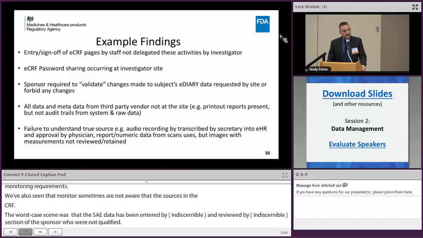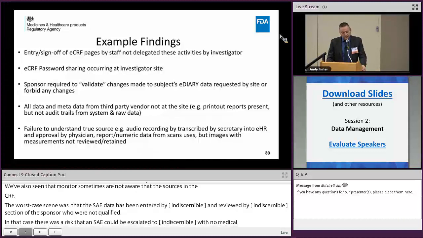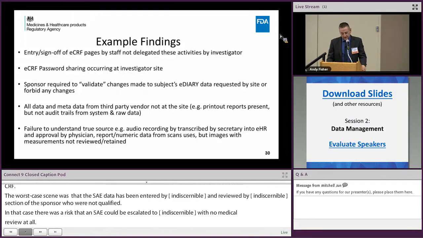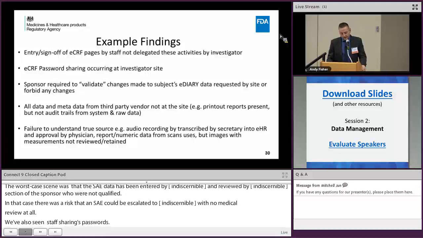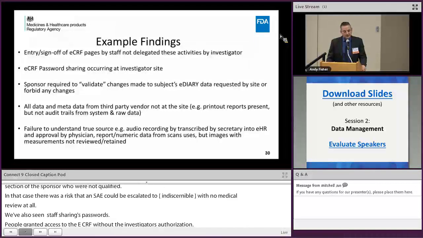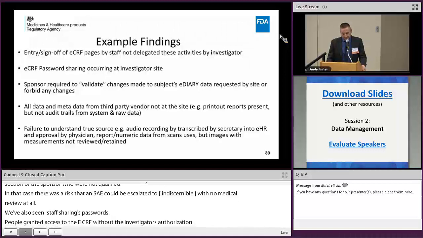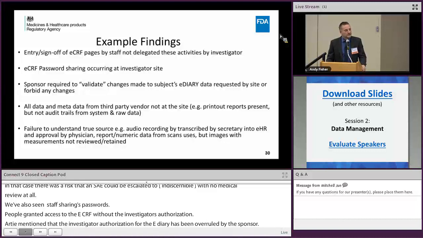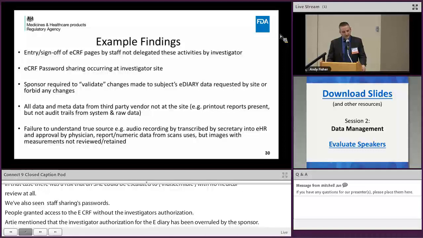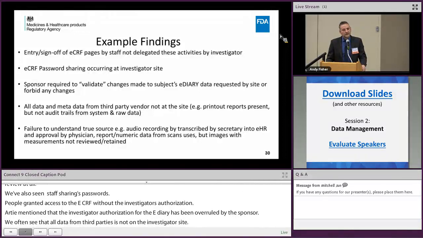We've also seen staff sharing passwords. People have granted access to the eCRF without the investigator's authorization. I've already mentioned that the investigator's authorization for e-diaries, e-PRO has been overruled by the sponsor. We often see that all the data from third parties is not at the investigator site, so the e-PRO data and all its audit trails isn't provided to the investigator. And monitors aren't actually looking at the true source data.